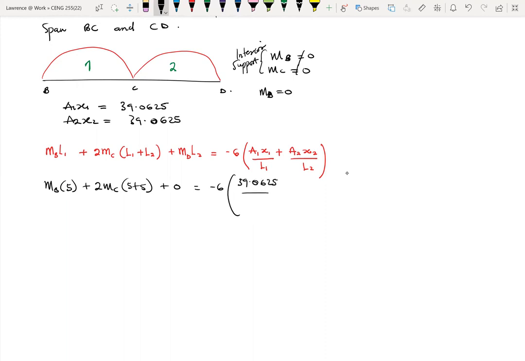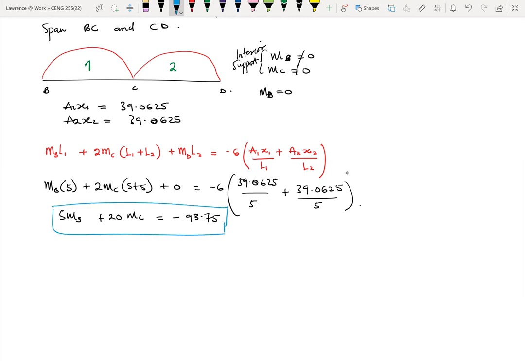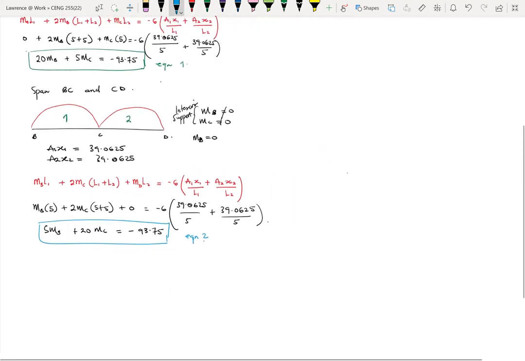39.0625 over 5 plus 39.0625 over 5. So you end up with 5 MB plus 20 MC equals minus 93.75. And this will give us the second. So this will be equation 2. So we have equation 1 and equation 2. You solve the two of them. So solve.